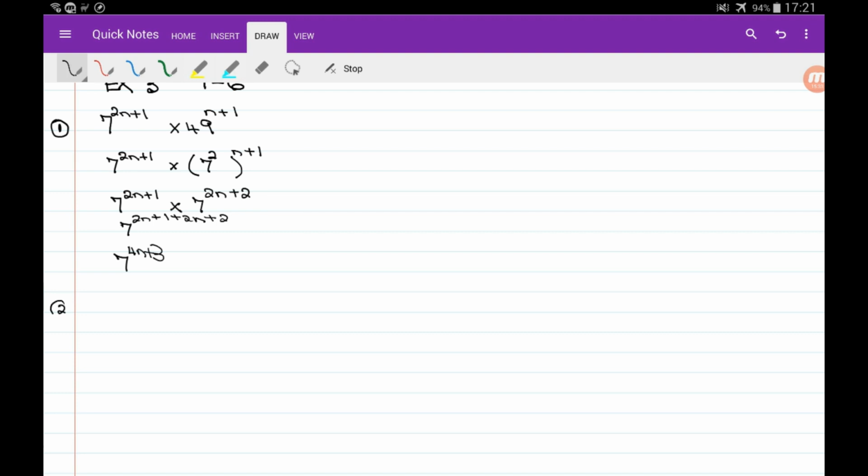If, however, the second question looks like this: I have 7 to the power of 2n plus 1 plus 49 to the power of n plus 1. Well, I'm still going to need to write that 49 as 7 squared. So I have 7 to the power of 2n plus 1 plus 7 squared to the power of n plus 1, which, as we've seen above, looks like that.